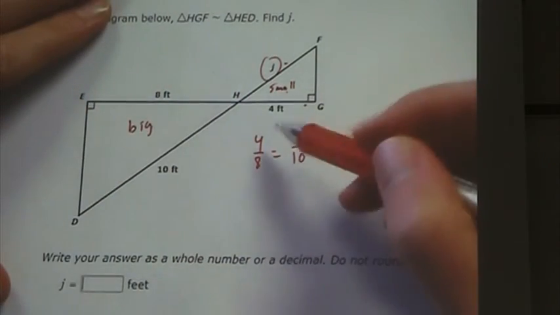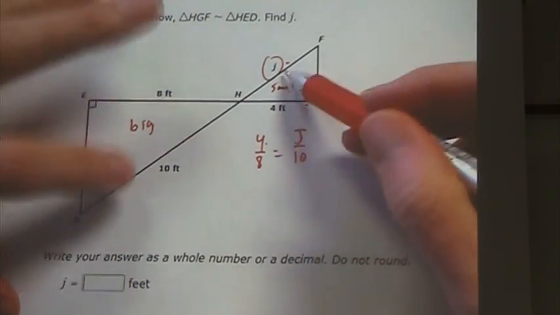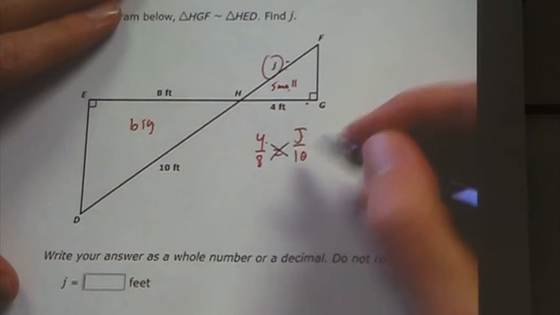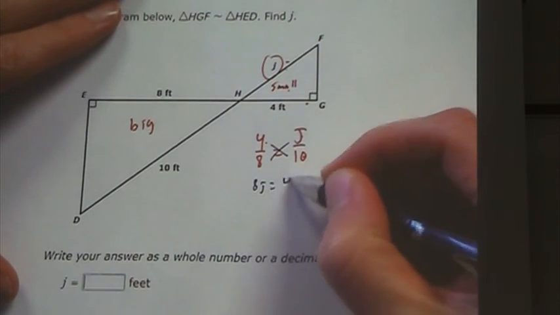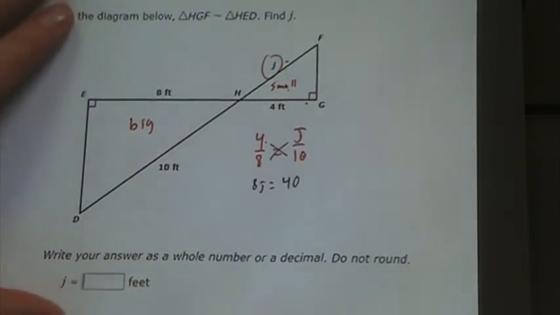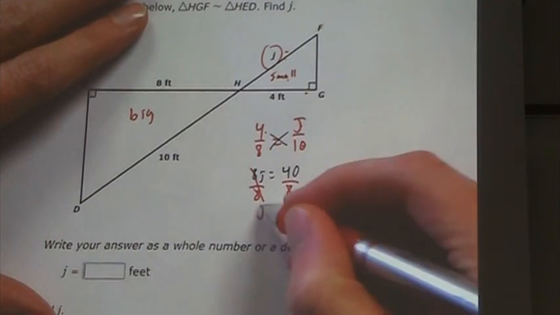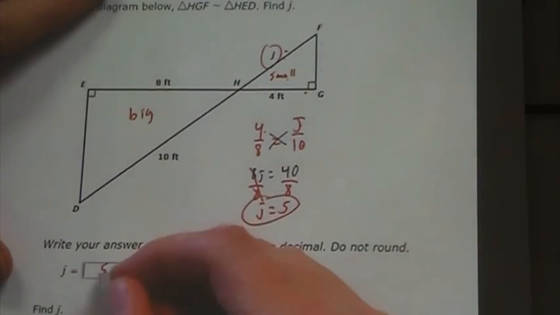Okay, again, small over big equals small over big, and I'm matching up the corresponding parts. From here, you can cross multiply and solve. 8 times J equals 4 times 10, oh, that's 40. And then I can just divide both sides by 8. We've got J equals 5. Boom. 5 feet.